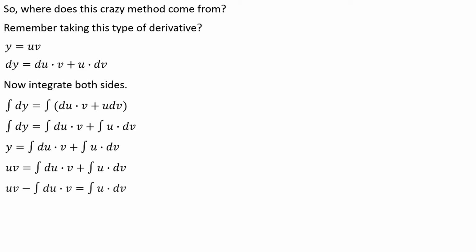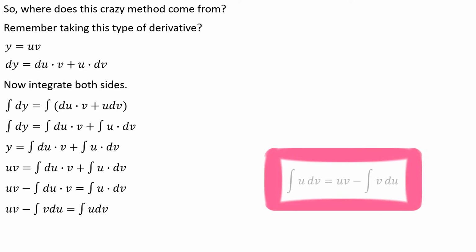Now I can subtract the integral of du times v from each side. Let's tidy that up a little bit. All right, I get rid of the dots for multiplication. Also notice I put v du in our more logical order. And so that's where this crazy equation comes from. All right, so if I encounter the integral of u dv, it is equivalent to u times v minus the integral of v du.